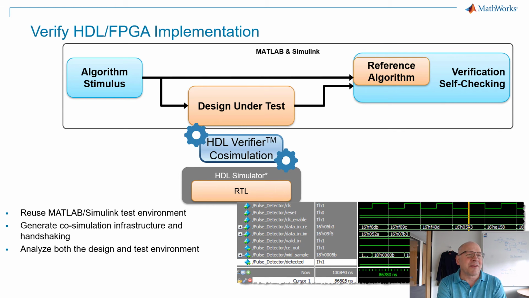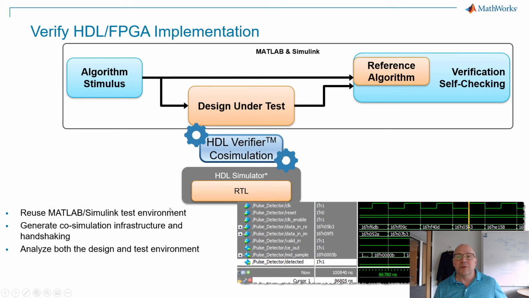Okay, again, as I remarked at the beginning, what's the good of that VHDL or Verilog if you haven't been able to verify it? So a good immediate check is something we have called HDL co-simulation. In that case, you could be taking your algorithm stimulus and your checker, running those in MATLAB or Simulink, but then having your design under test running on an HDL simulator. And that's done through this co-simulation. The product we have that does that is called HDL Verifier.